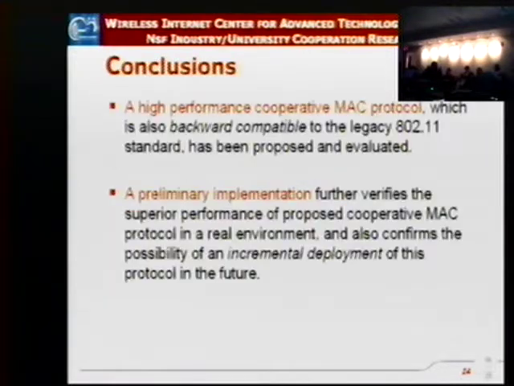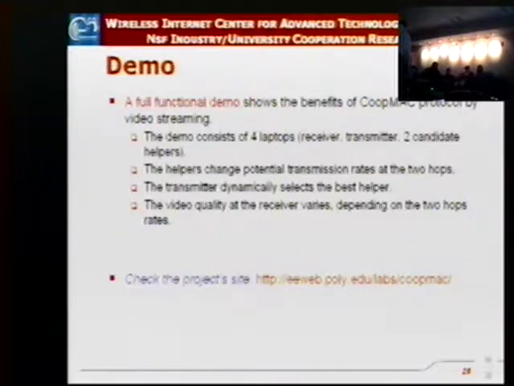Now, finishing my presentation, I'm going to give some conclusions. What I described is a high-performance cooperative MAC, which is compatible with 802.11. The first try to implement the protocol is very promising. It shows that CoopMAC works well in a real environment. And we hope that we'll continue with this work.